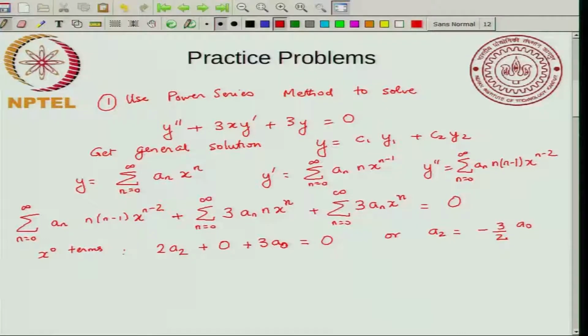Let us do the x raised to 1 terms. If you have x raised to 1, then n has to be 3 in the first term, so 3 into 2 is 6, and you get 6a3. Plus, from the second term you get 3 into 1, so 3a1, and from the third term again 3a1, equal to 0. So you will get a3 equal to minus a1. These are some of the relations you can get. Now you can ask, in general, for the x raised to n term.